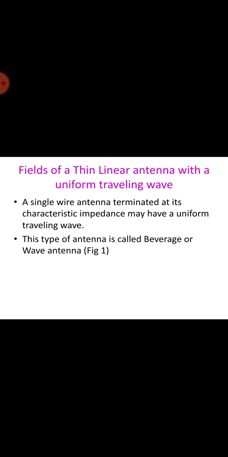The condition of a uniform traveling wave on an antenna is of considerable importance, as this condition may be approximated in a number of antenna systems. For example, a single wire antenna terminated in its characteristic impedance, shown here in this first figure, may have essentially a uniform traveling wave. This type of antenna is often referred to as a beverage or wave antenna.